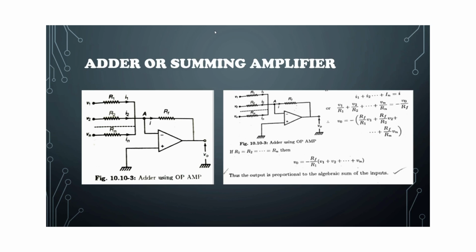Adder or summing amplifier. The figure shows an op-amp adder or summing amplifier which provides a means of algebraically adding a number of voltages, each multiplied by a constant gain factor. Since the point A may be treated as virtual ground, we can write the summation of I1 plus I2 up to In as I. Now solving the equations, we get Vo equal to minus (Rf by R1 into V1 plus Rf by R2 into V2 up to Rf by Rn into Vn). Now if we equate all the resistances, then we get Vo equal to minus Rf by R1 into (V1 plus V2 up to Vn). Thus the output is proportional to the algebraic sum of the inputs.